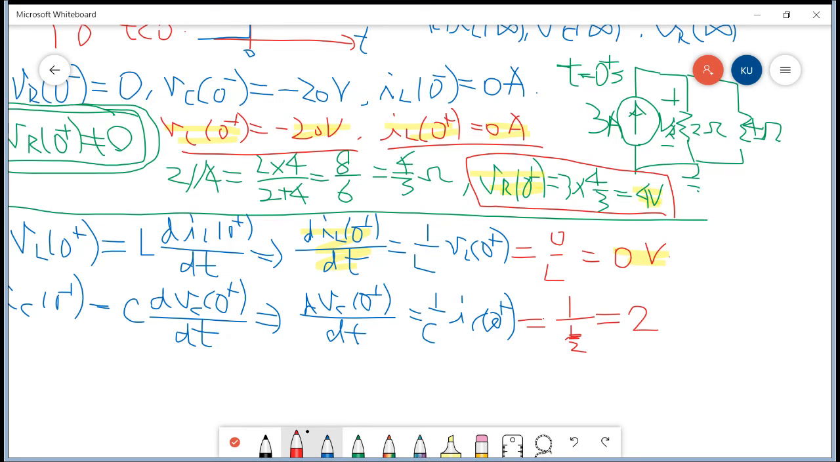This should be A over S. And this is V over S. So this is the second answer for part B. And for part C, we would like to find dVR/dt at t equals 0 plus.